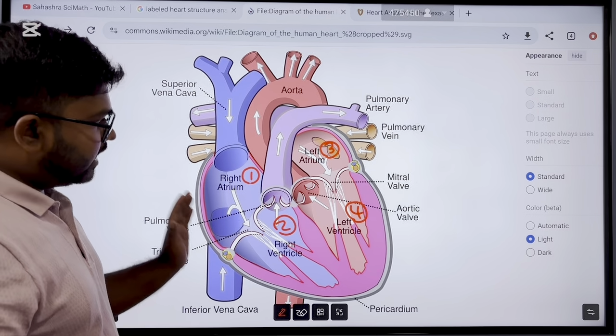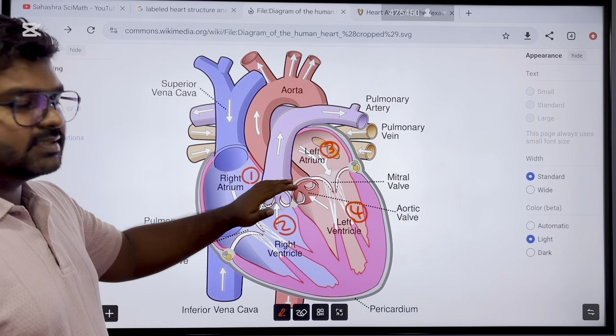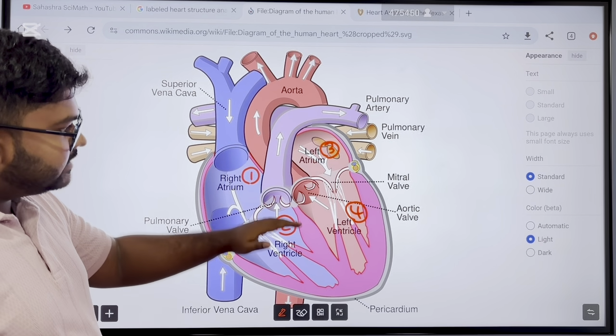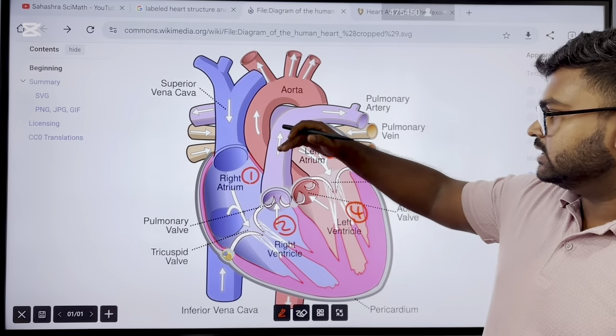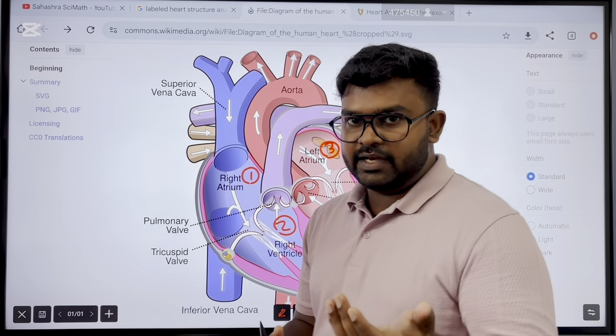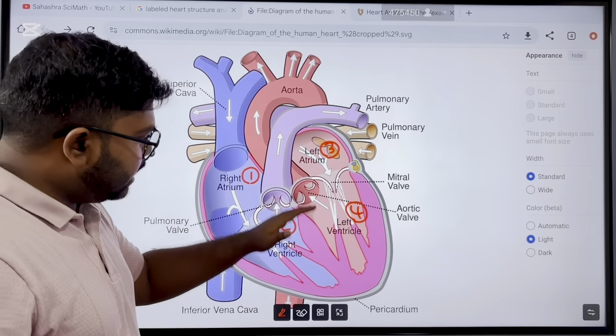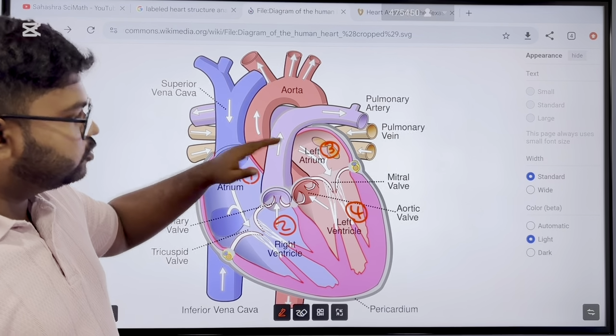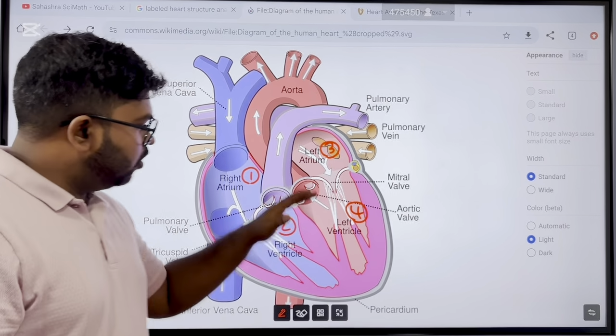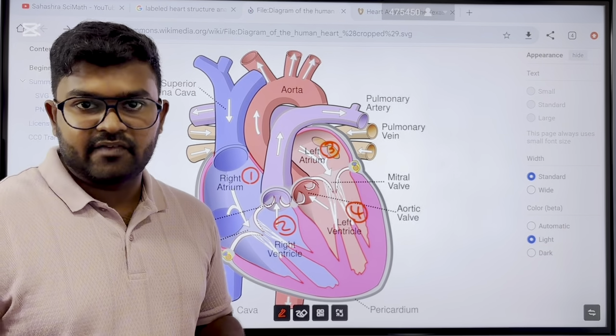Alright, so there are 4 chambers, 2 upper chambers and 2 lower chambers. The upper 2 chambers of the heart are called atria, and the lower 2 chambers of the heart are called ventricles.